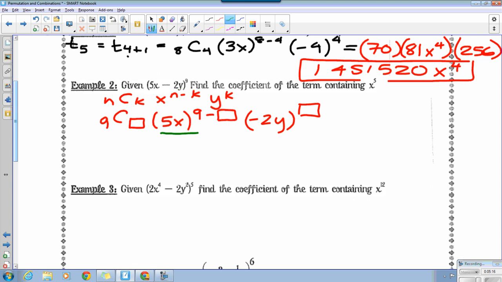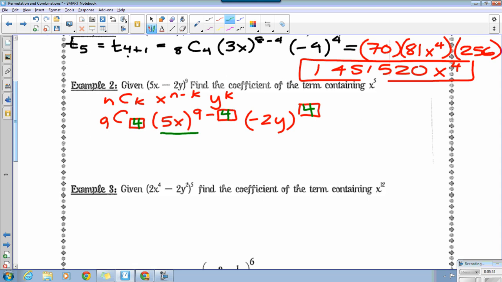What would I have to put in that box to give this a power of 5? A 4, because 9 minus 4 is 5. So now that box is the same everywhere. So here's a 4, and here's a 4. So now we have enough information to find what they're asking us for.